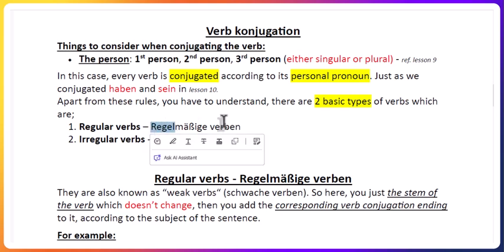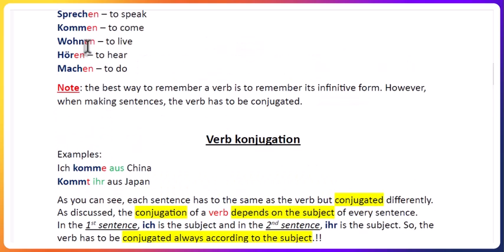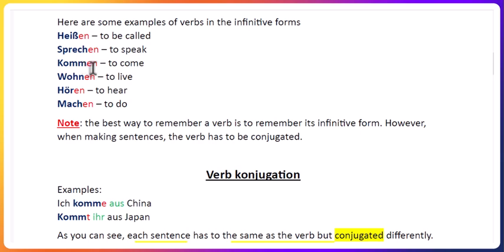We are regular verbs and irregular verbs. Verbs fall under either regular or irregular. Okay, the verbs we learned in the expressions are heißen, kommen, wohnen, hören, machen.